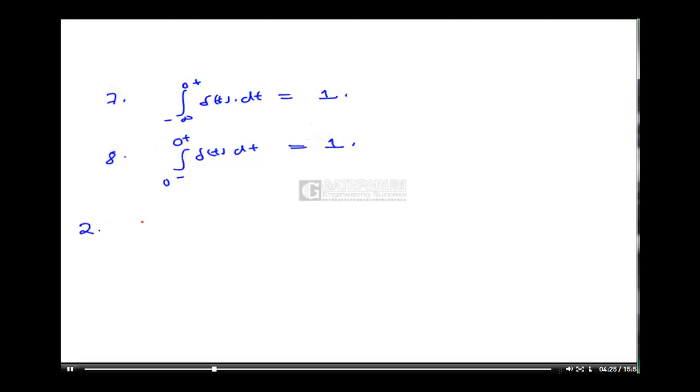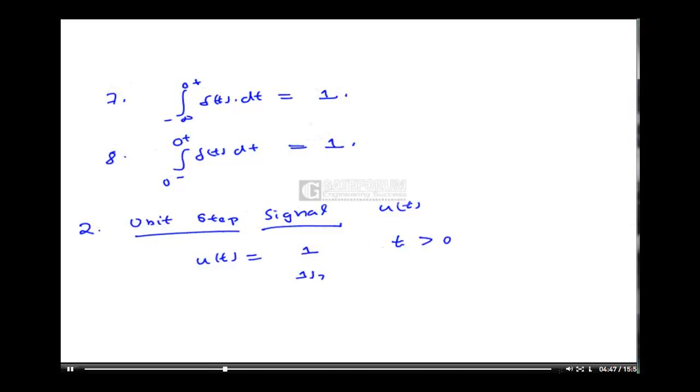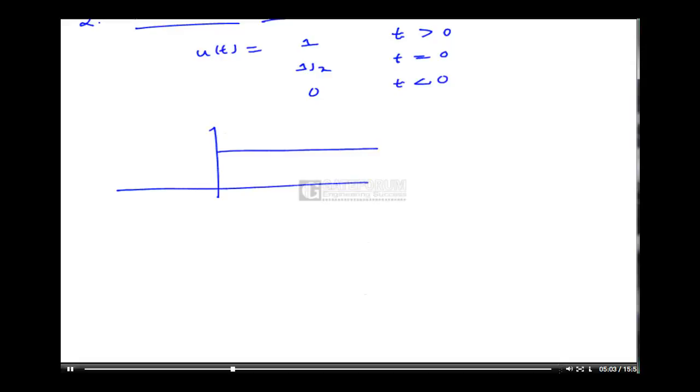Okay. The second type of basic signal is the unit step, denoted by u t. Mathematically, u t can be written as 1 for t greater than 0, 1 by 2 for t equal to 0, and 0 for t less than 0. Okay, then u t is something like this.